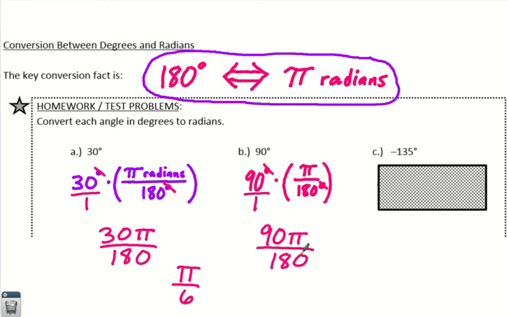Is that the best final answer? No, because that reduces to 1 pi over 2. 90 and 180 will cancel with each other and simplify to 1 pi over 2, or just pi over 2. Okay?